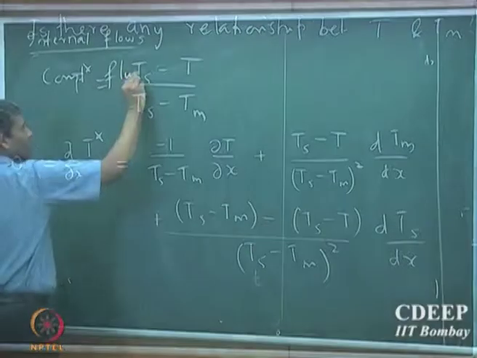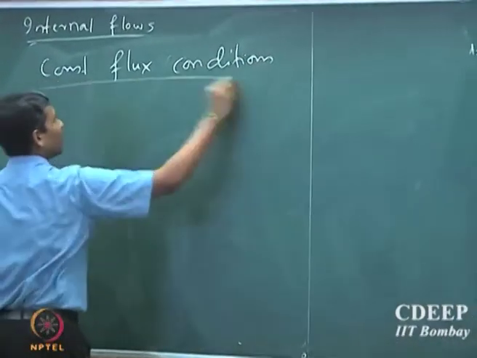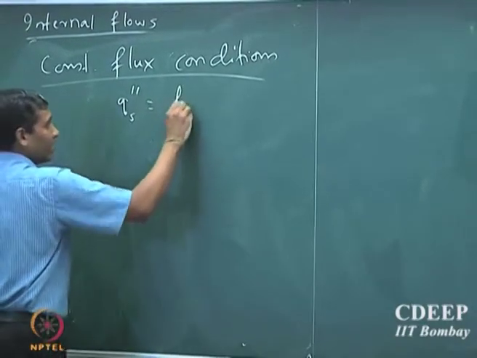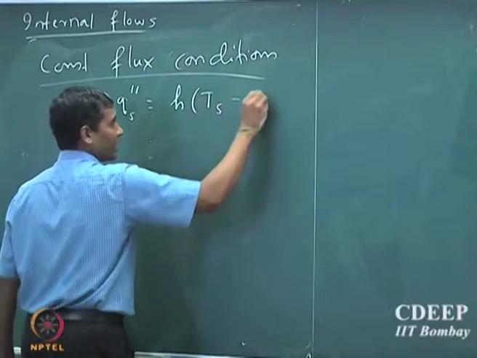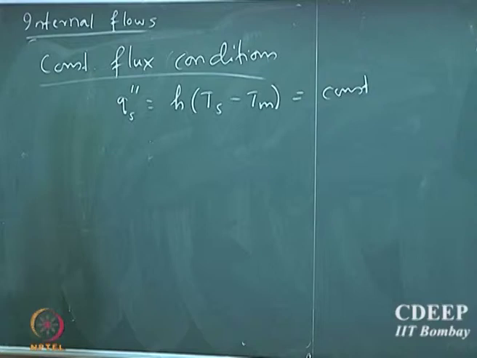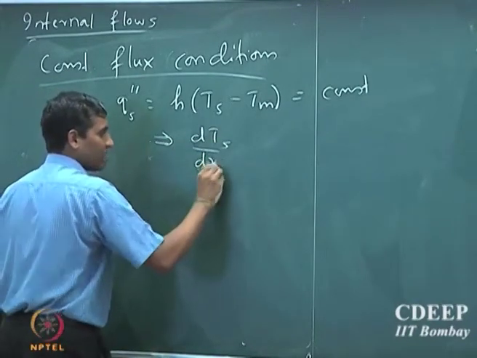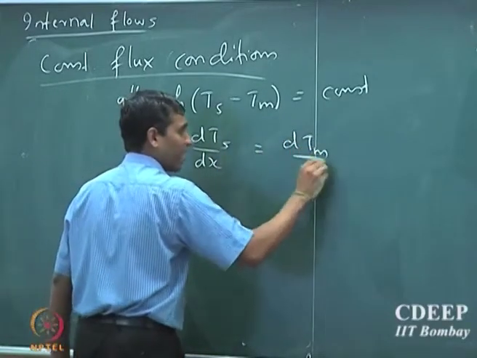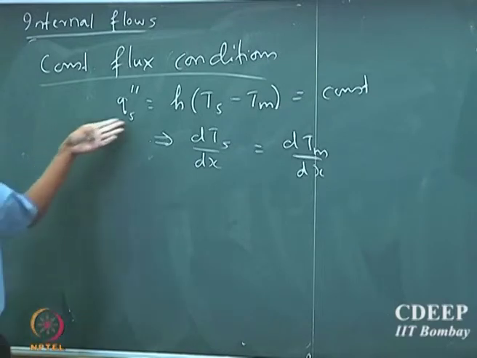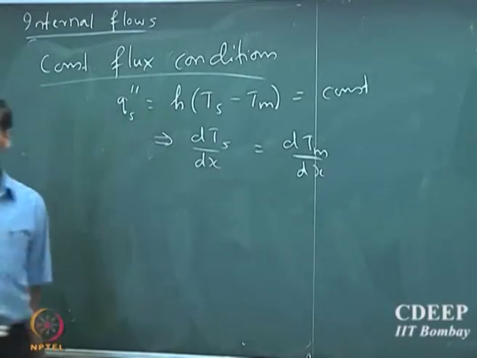So suppose I take constant flux conditions, so the local flux Qs is h into Ts minus Tm, and that's constant, right. Which means that dTs by dx should be equal to dTm by dx, because it's constant. So all I have done is I have taken the first derivative with respect to x position. So the gradients of these two have to be equal.